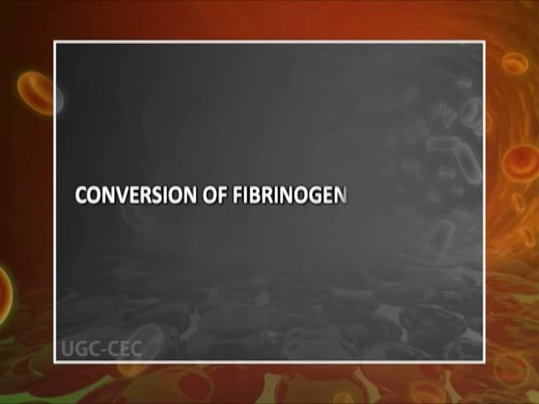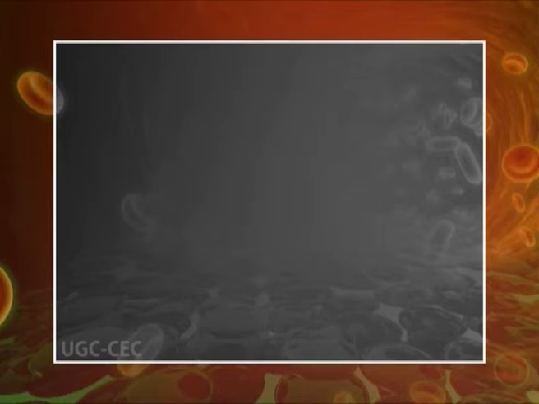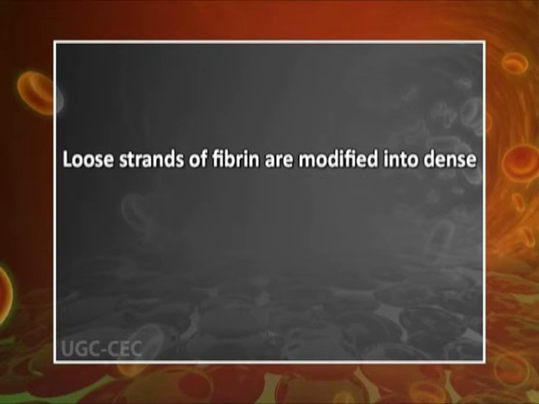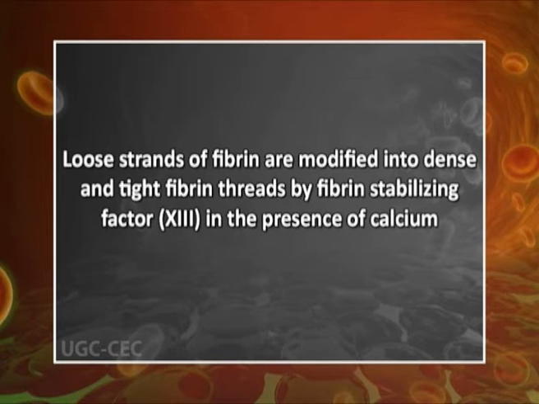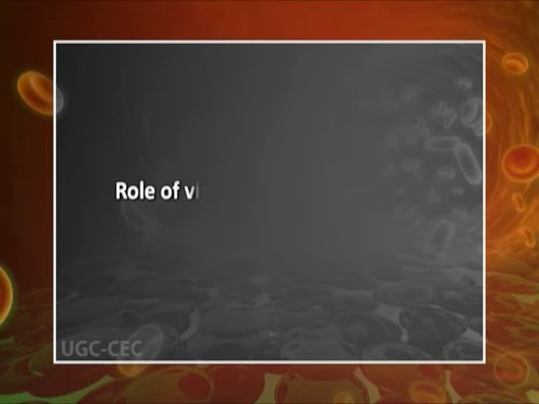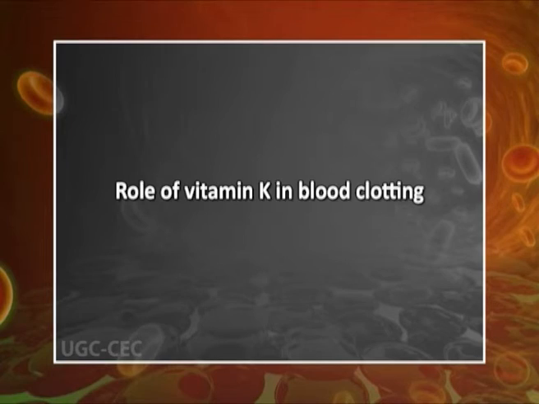Now the last stage, which is conversion of fibrinogen into fibrin. Here thrombin converts fibrinogen into activated fibrinogen due to loss of two pairs of polypeptides from each fibrinogen molecule. The activated fibrinogen is called fibrin monomer. Fibrin monomers polymerize with each other and form loosely arranged strands of fibrin. Then these loose strands are modified into dense and tight fibrin threads by fibrin stabilizing factor in the presence of calcium.